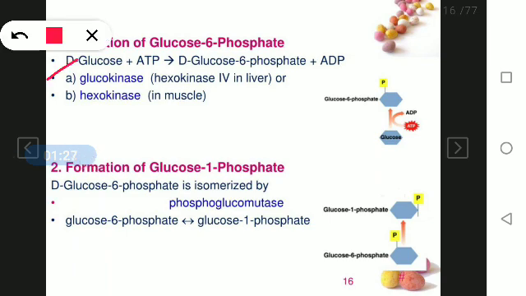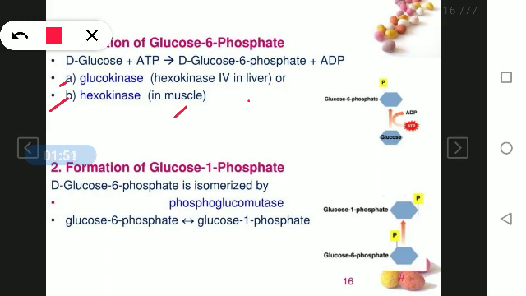So D-glucose, by using ATP, is converted into D-glucose 6-phosphate. This glucose is undergoing phosphorylation, that means a phosphate group is attached, converting it into D-glucose 6-phosphate by means of the enzymes glucokinase in liver and hexokinase in muscle.